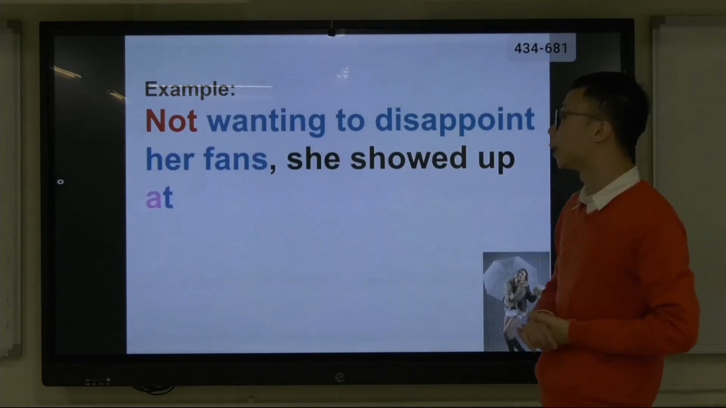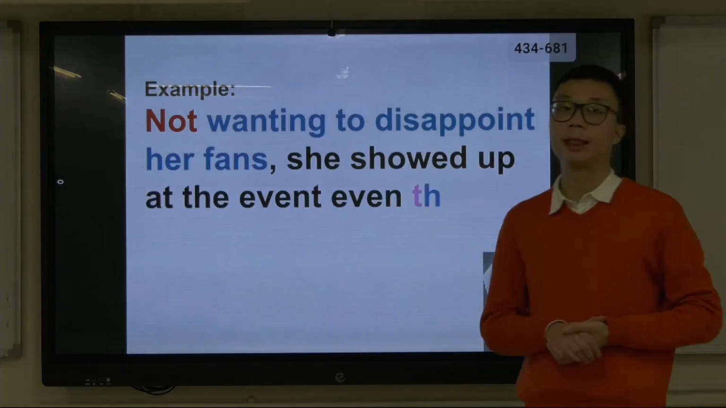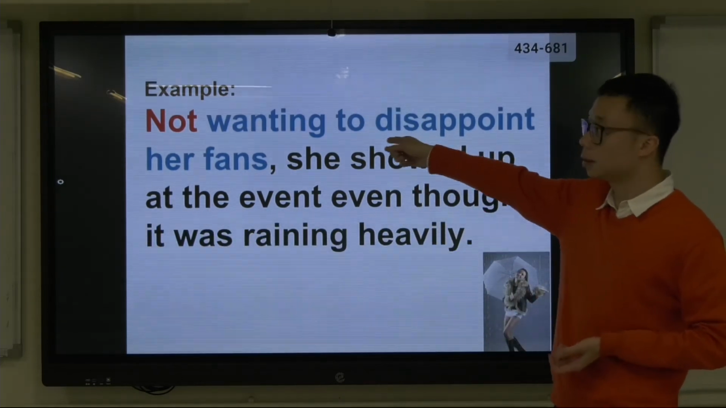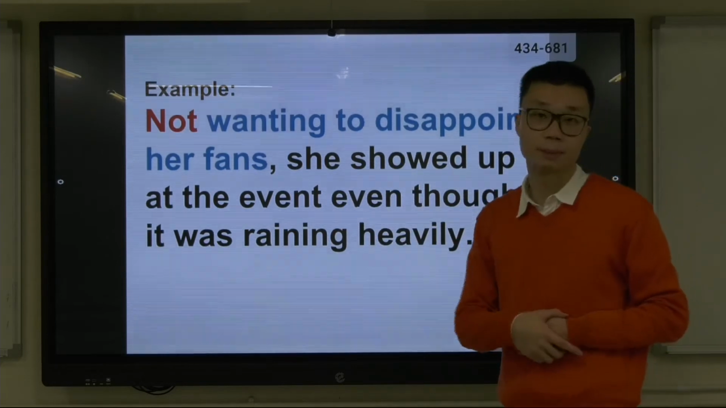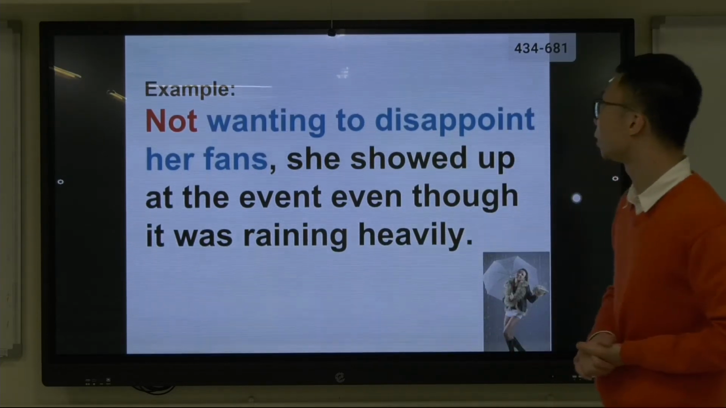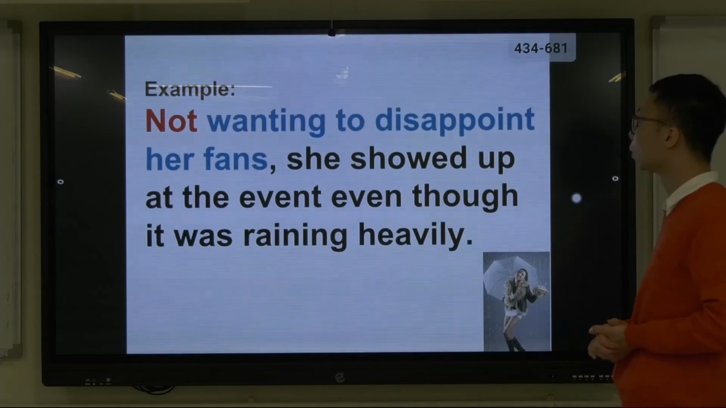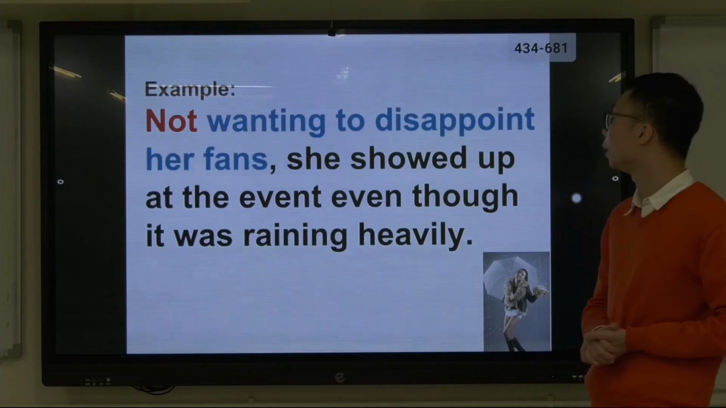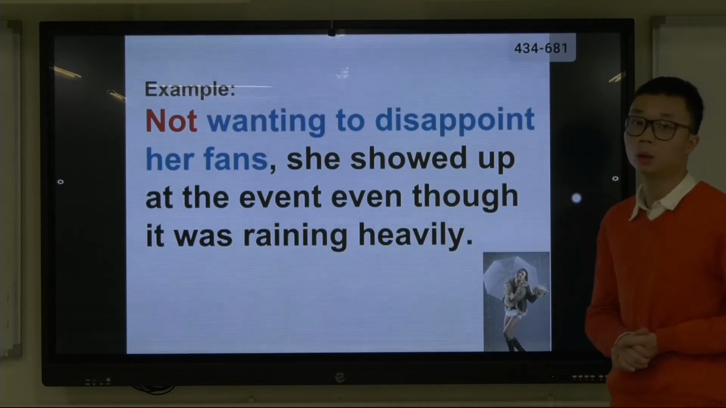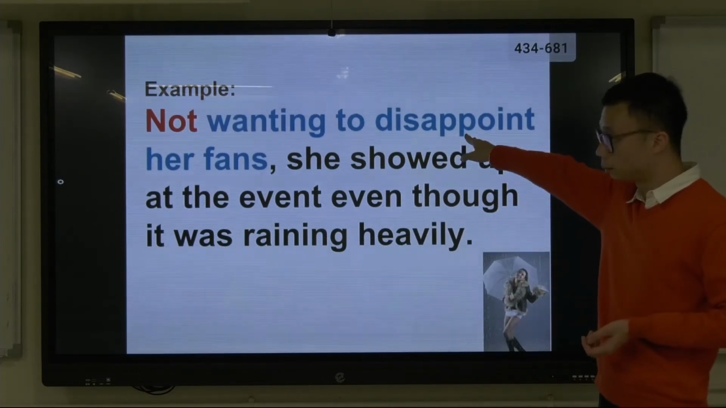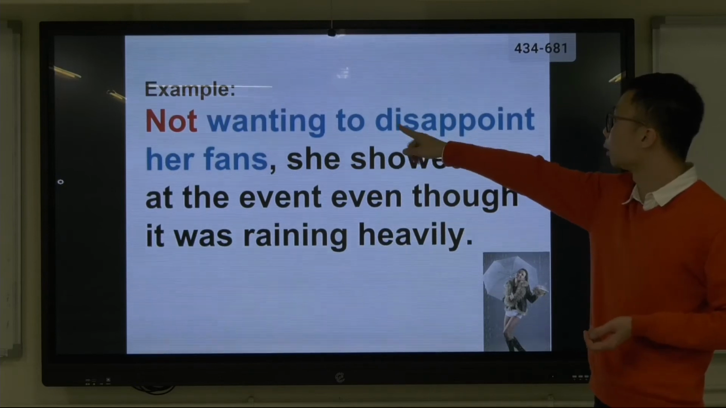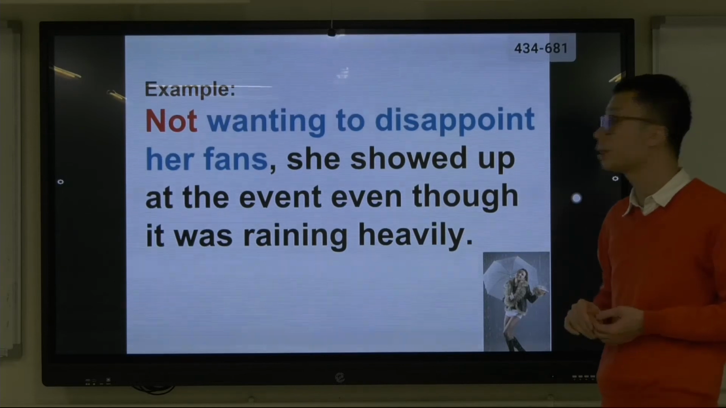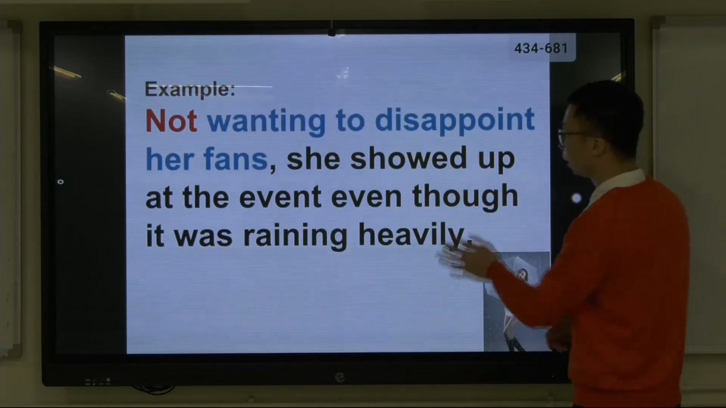Okay, although this one does start with ing, still this one is coming with not ing here, so it is a negative form of a present participle phrase. Let's read together: Not wanting to disappoint her fans, she showed up at the event even though it was raining heavily. Oh, okay. So still a present participle phrase. So now we know how to form a present participle phrase right here.